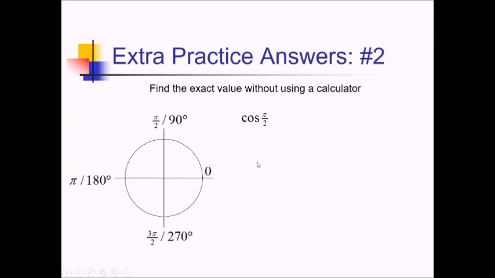For this problem, we want the cosine of pi over 2. That's over here at the top of the unit circle, and for cosine, we're asking about the x value here. Since that's on the y-axis, that's an x value of 0. On this one, we want sine of pi over 2. That's here at the top of the unit circle. And for sine, we want the y value, so that's a y value of 1.